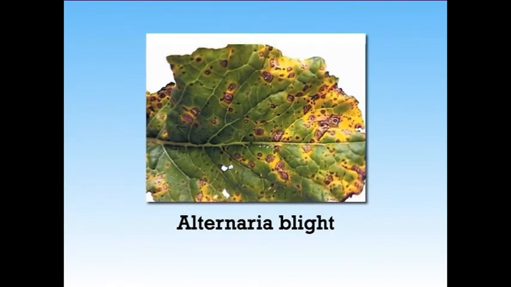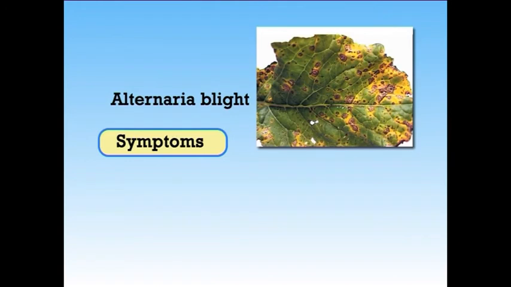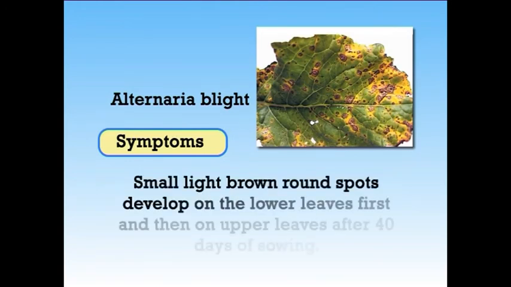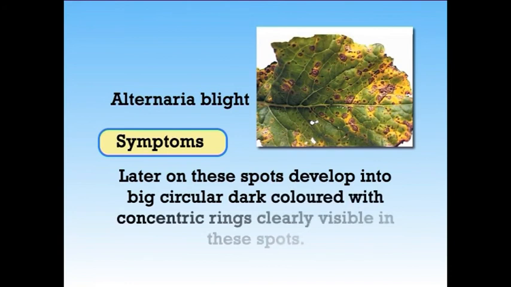The next disease is Alternaria blight. The symptoms are small light brown round spots developing on the lower leaves first and then on upper leaves after 40 days of sowing. Later on, these spots develop into big circular dark-colored spots with concentric rings clearly visible.